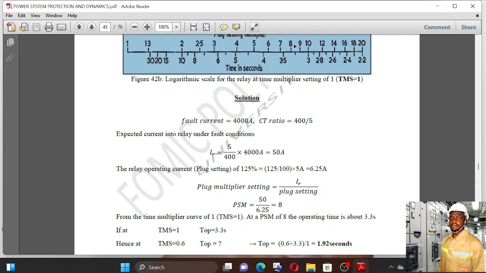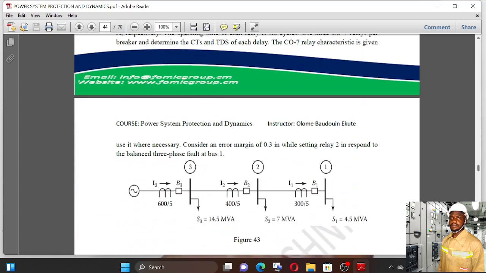So if TMS 1 is giving us 3.3 seconds, the equation was specified for TMS 0.6. So for TMS 0.6 will give us what? 0.6 times 3.3 divided by 1, which gives us 1.92 seconds. That's the operating time. Okay.